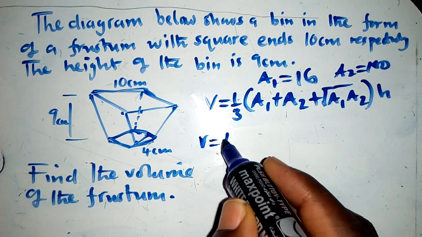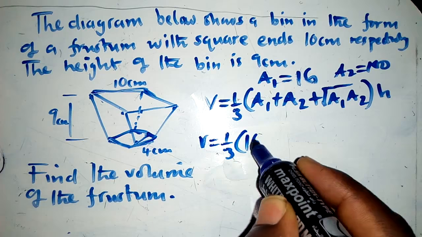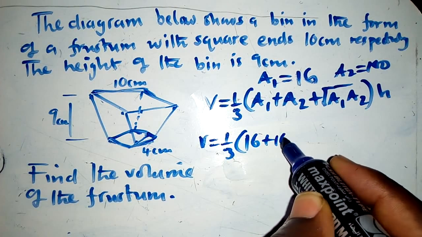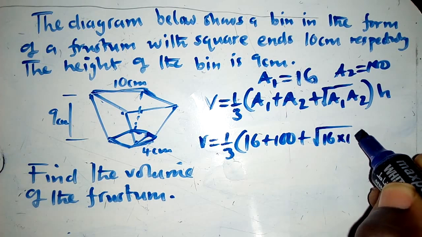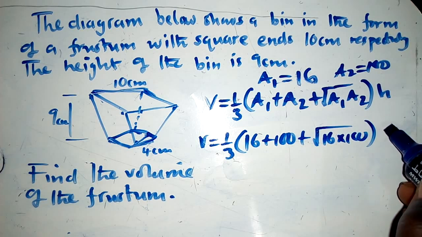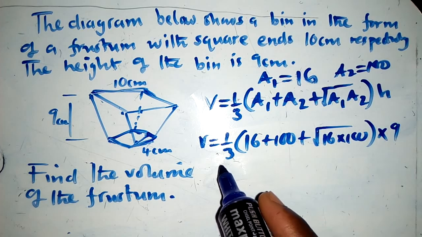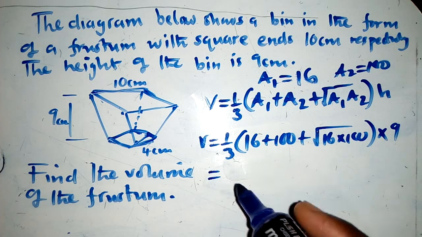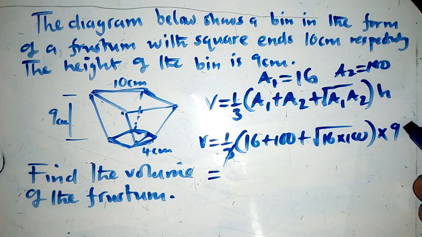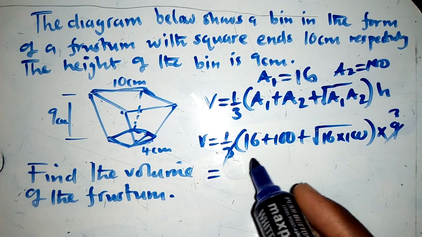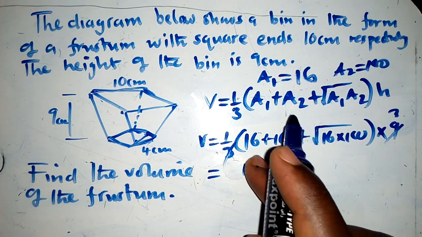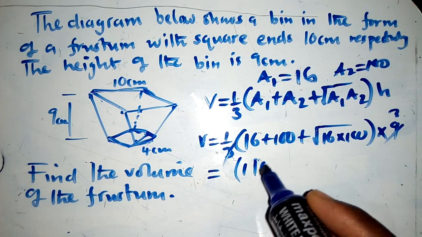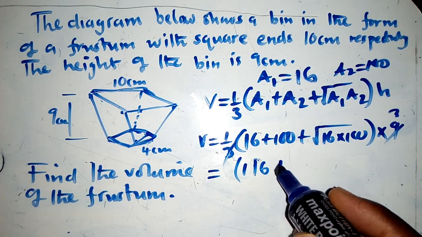So volume is equal to 1/3, open bracket, area 1 is 16 plus area 2 is 100 plus the root of area 1, 16, times 100, close bracket, times height, which is 9. Okay, so we can divide by 3. 3 into 9 is 3. So we add here, we have 116. 16 plus 100, so 116.